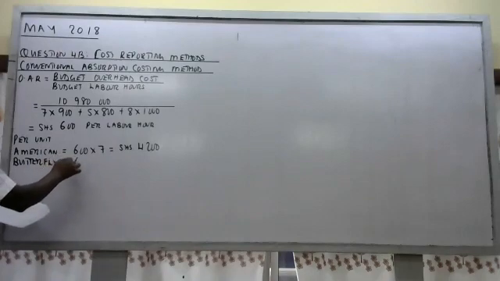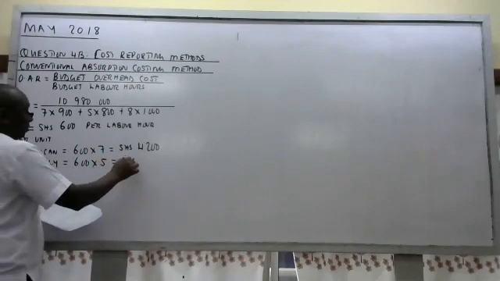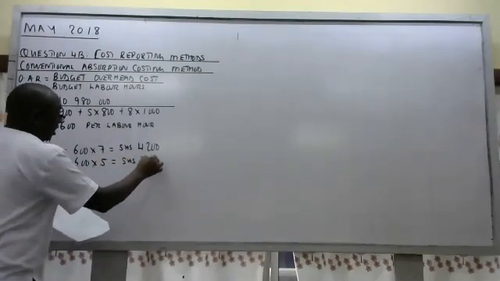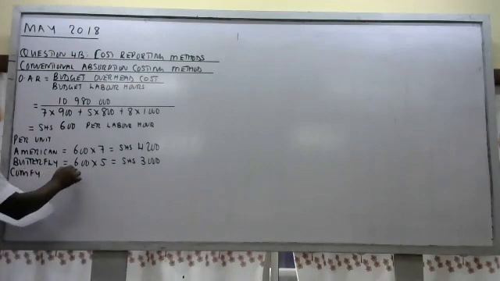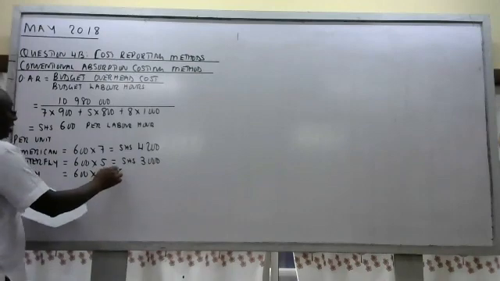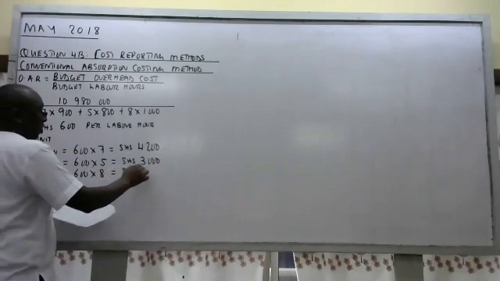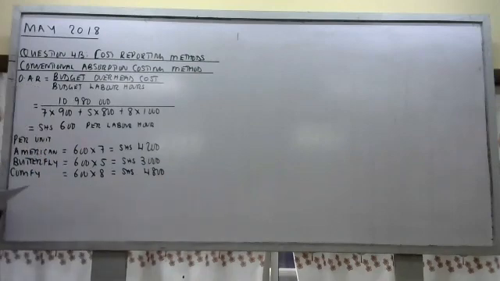The next one is called butterfly. Butterfly is 6 times 5, which I can comfortably give you as 3,000. And then the other one is called comfy. Comfy is 600 times 8, which must be shillings 4,800.